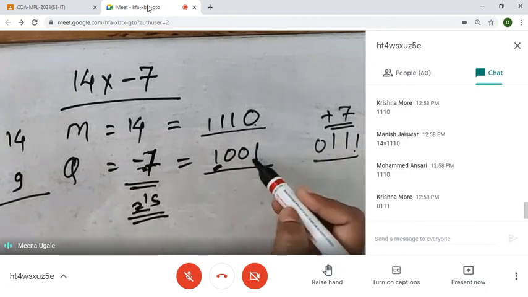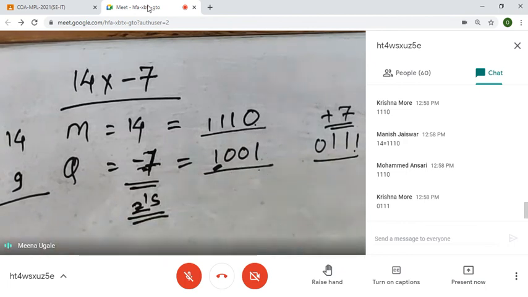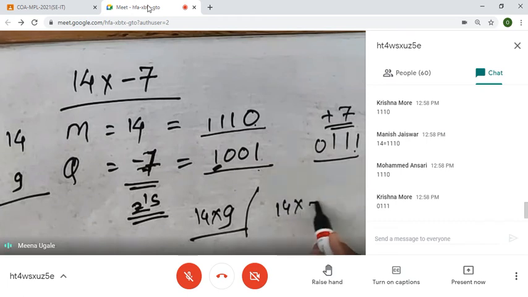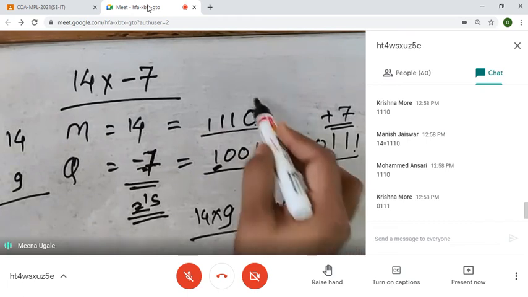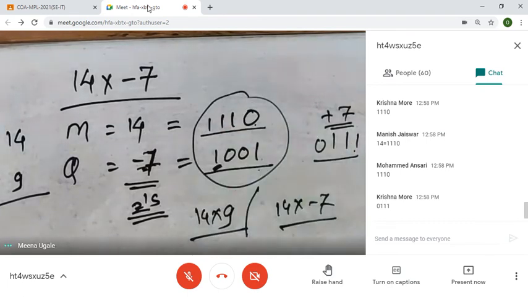So when you consider these two numbers and start working, you are going to get the answer for 14 multiplied by 9. What I am expecting is 14 multiplied by minus 7. I will not get that with these two, because these are the values for 14 and 9. So what should I do in this case?